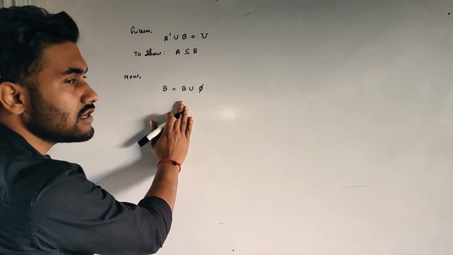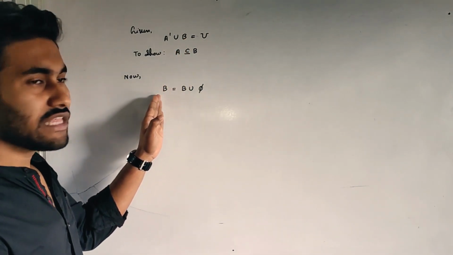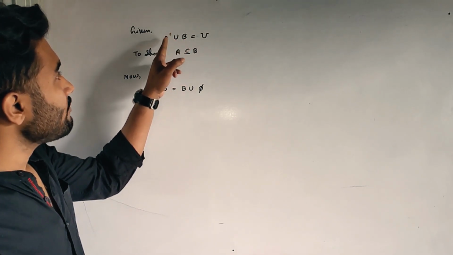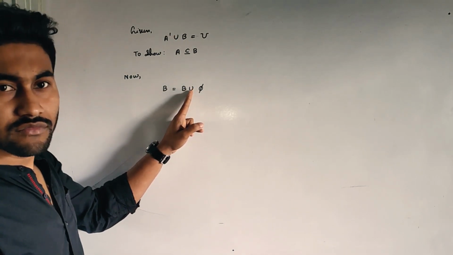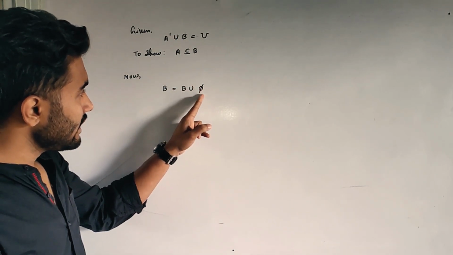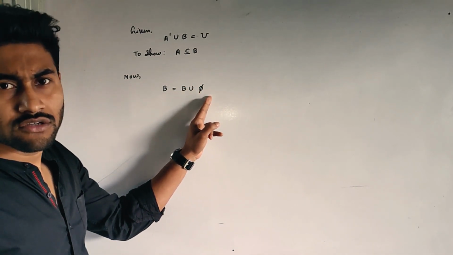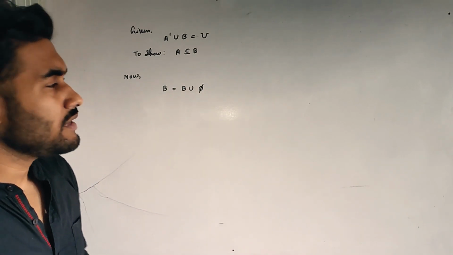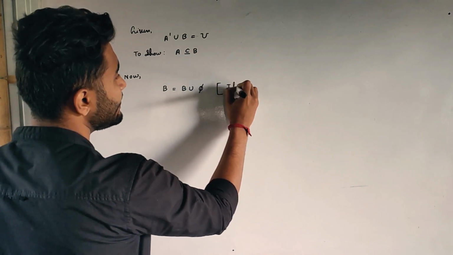So this is the first step of this question. You have to write this step accurately. You cannot start with A, because here A has a complement. You have to start with B, then use union, then use something here so that this relation is balanced. We have to use phi here, because we know that B union phi is equal to B, and this is known as identity law.